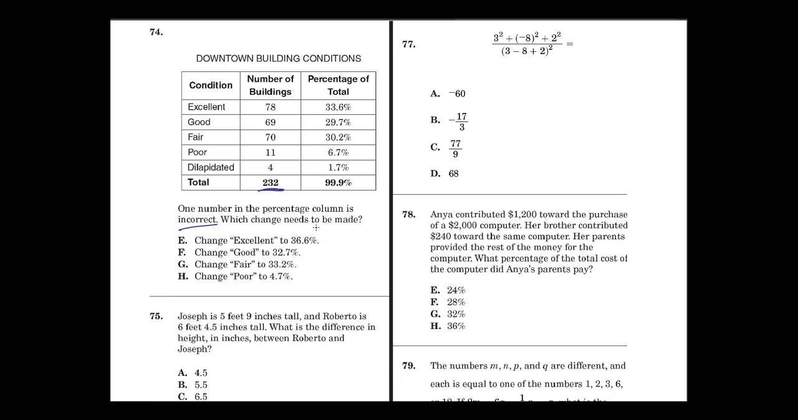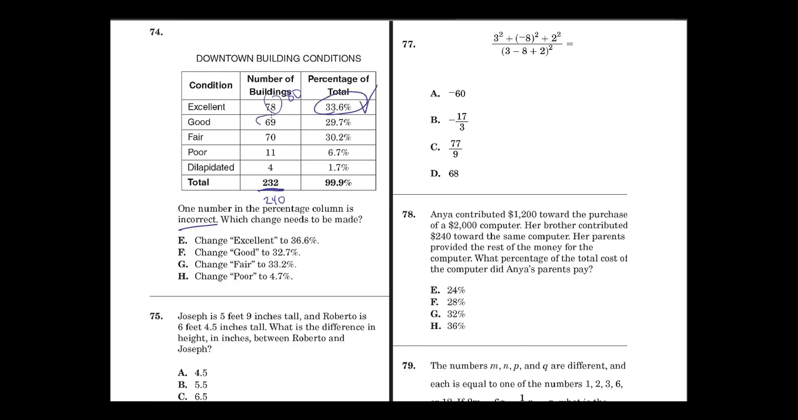And one overriding rule of the exam is you don't want to invest too much time in any one problem. Skip it, move on. Pick the easy, low-hanging fruit first, and then come back to it if you have to. So let's do an estimation. 232 is roughly 240. 78 is roughly 80. 80 is 1/3 of 240. 33.6% is about 1/3. That looks good.